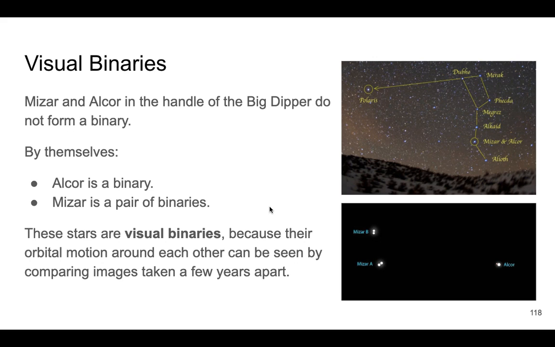We call these stars visual binaries because if you have a telescope, you can actually see them as separate, and you can see them going around each other with a decent telescope. These are the first class of binaries. These are visual binaries because you can look at them with a telescope, months or years apart, and actually see their motion.